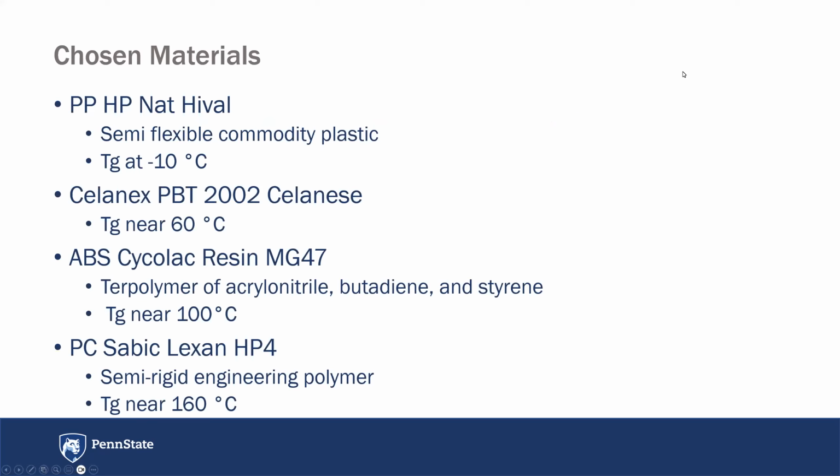So the selected materials are commonly used in SnapFit application. We did 2 semicrystalline, a polypropylene and a PBT, and 2 amorphous, an ABS and a polycarbonate. It should be noted that an ABS is a terpolymer of acrylonitrile, butadiene, and styrene. Using a different composition and percentage of these monomers can give different reactions, how the ABS grades will react to the rate sensitivity.